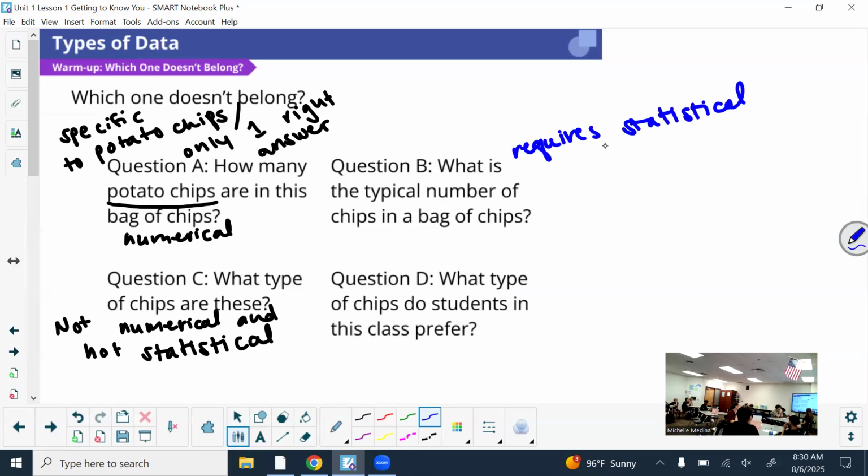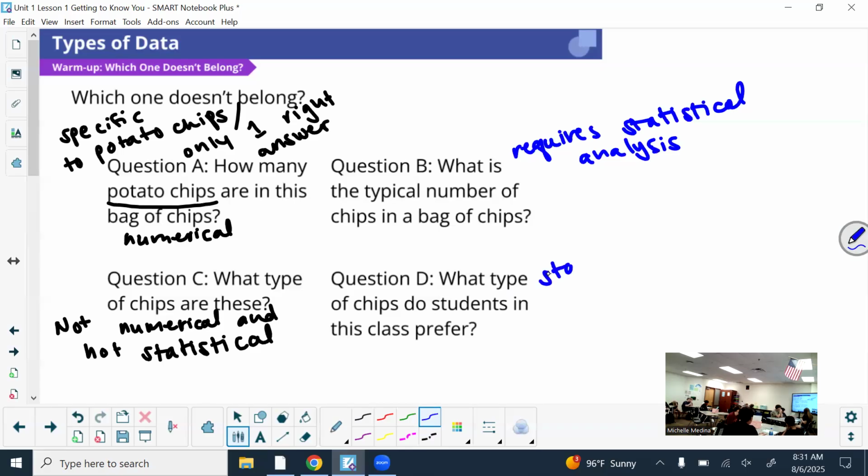which this unit is statistics, which is why this is all coming up, which you might have seen if you started the IXL extra credit, like it's all about statistics. And question D does not belong because it's statistical and would require categorical data to answer it. And the way that you would answer it is by looking for the answer that's repeated the most often.